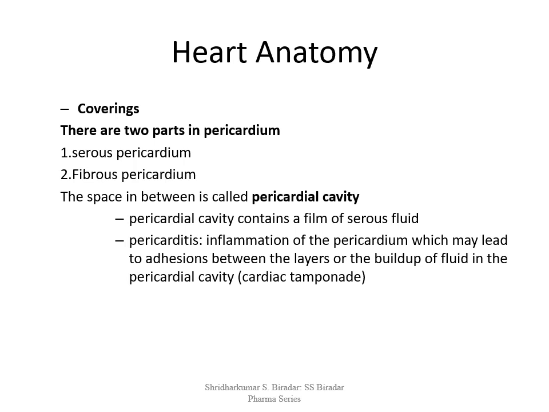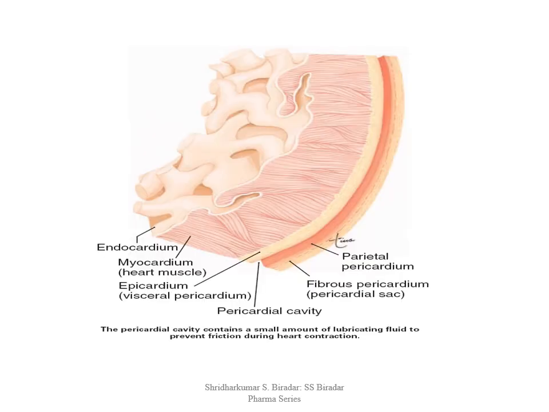Pericarditis is the condition of inflammation of the pericardium, which may lead to adhesions between the layers and the buildup of fluid in the pericardial cavity. This is also called pericardial tamponade. Whenever the suffix itis comes into the picture, you should understand that it is a pathological term. For example, the inflammation of the appendix is called appendicitis. So like that you can identify.